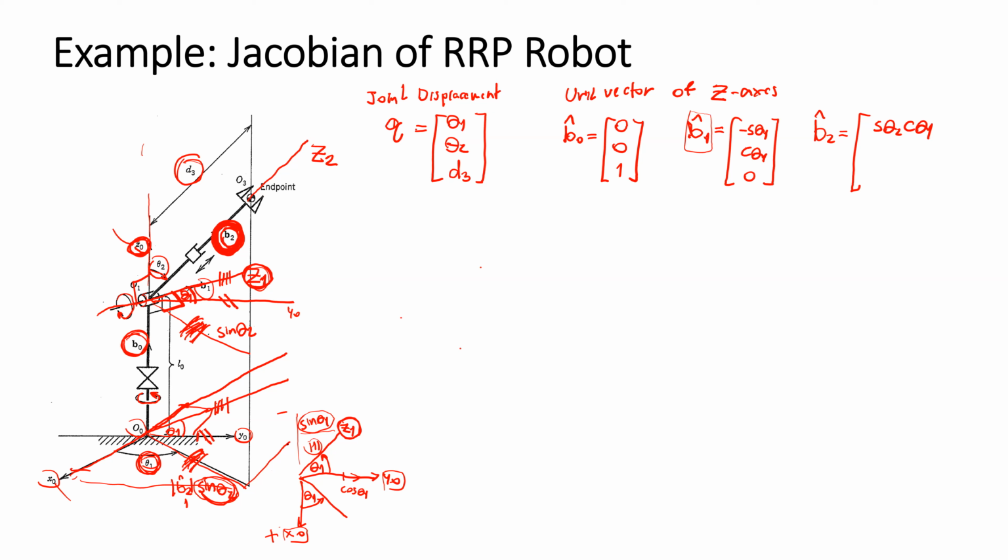If we project to y, it is going to be sine theta 2 and sine theta 1. And the projection of b2 on the z-axis will be cosine theta 2. So this is the unit vector indicating the direction of the z-axis of frame 0, frame 1, and frame 2.